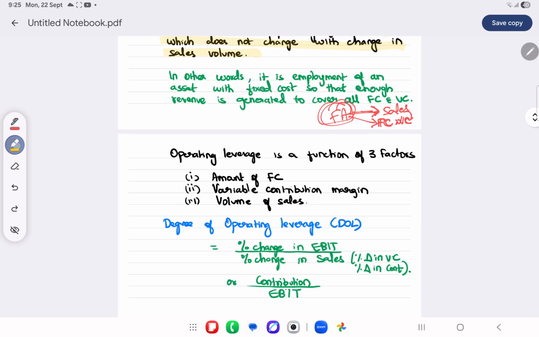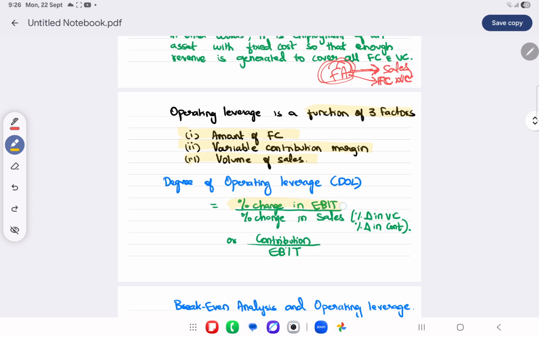So our operating leverage is a function of three factors: amount of fixed cost, variable contribution margin, and volume of sales. How is it measured? Percentage change in EBIT divided by percentage change in sales, or contribution divided by EBIT. In our example, the EBIT change was 125% and the percentage change in sales was 100%, so we have a degree of operating leverage of 1.25.